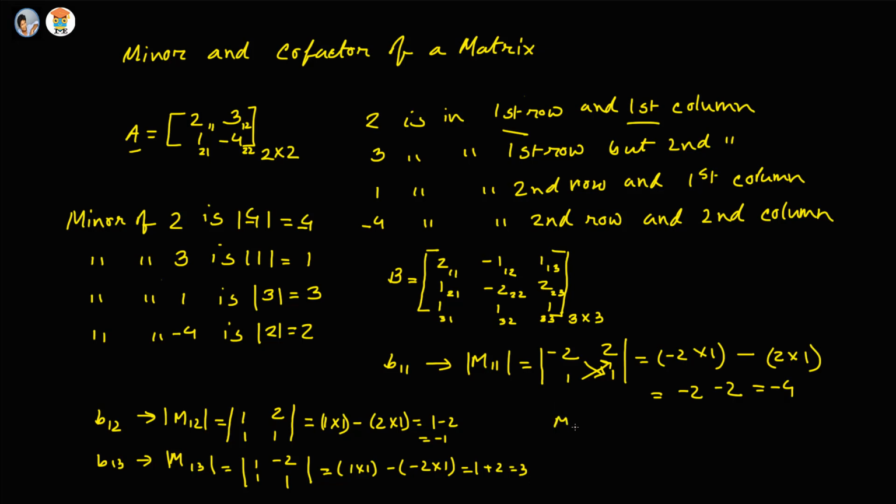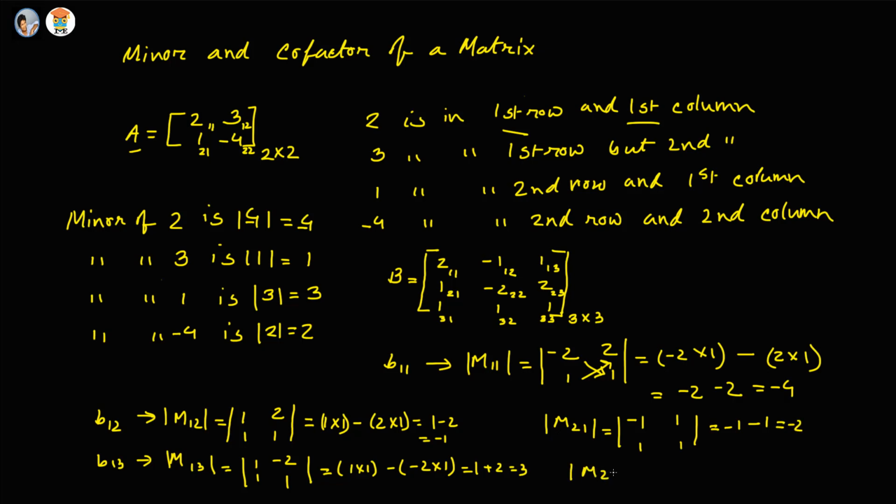Say M21 will be equal to -1, 1, 1 and 1. Why? Because we are excluding this row and this column. So we have -1, 1, 1 and 1. So here we will have, if you multiply this will be -1, and if you multiply this will be 1, and we have a negative sign in between. So we'll have what? We'll have -2.